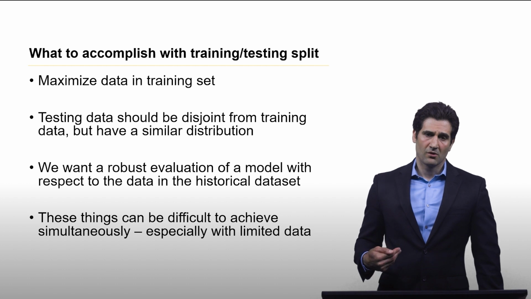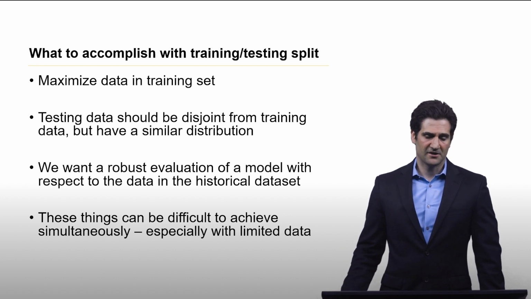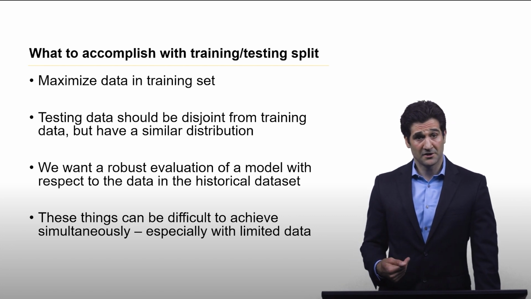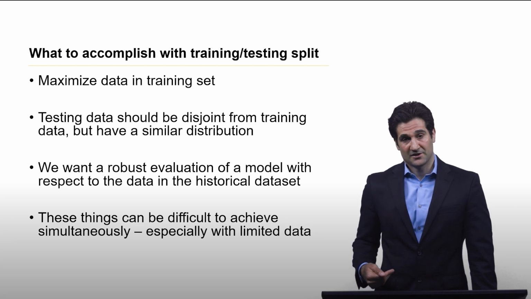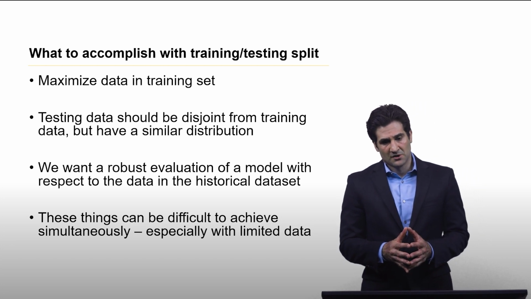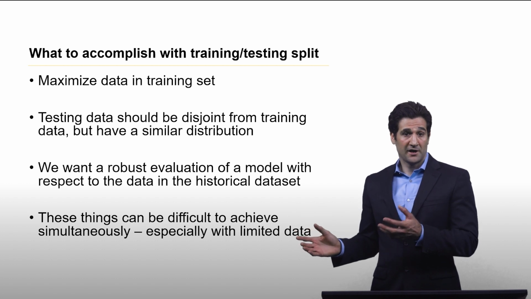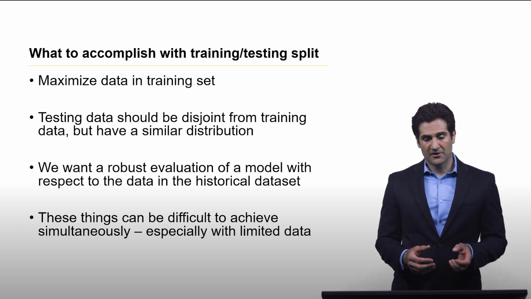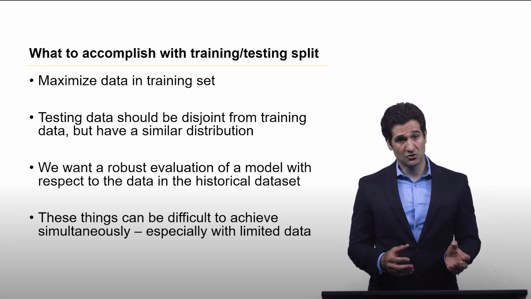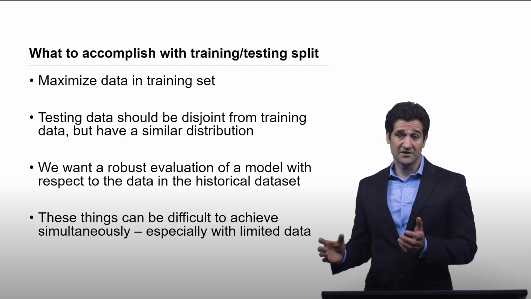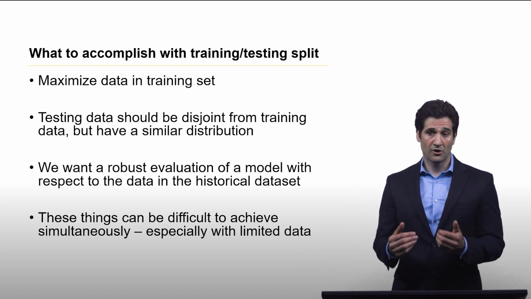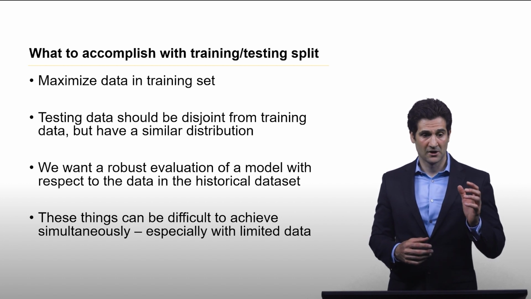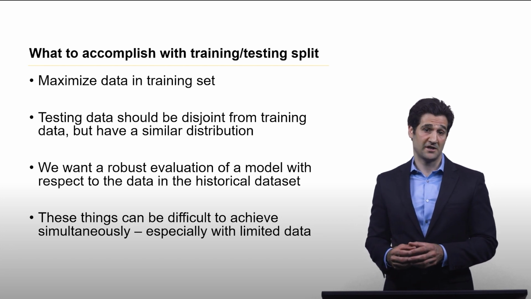So, what is the whole purpose of identifying a good training testing split? Well, in general, some principles that we'd like to adhere to: we want to maximize the amount of data in the training set because we want to allow that model to be trained from as much data in the distribution as possible. Meanwhile, the testing data should be disjoint from the training data, but it should have a similar distribution because we're going on the assumption that the data that is distributed throughout our historical data is what we want to design the model for.